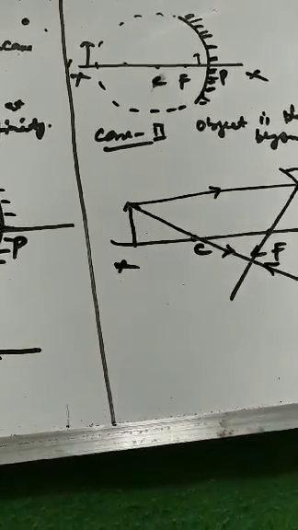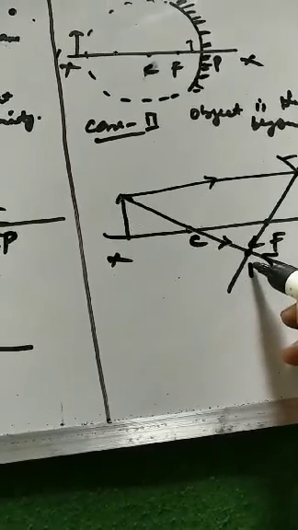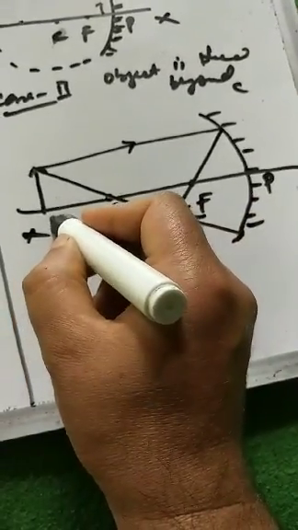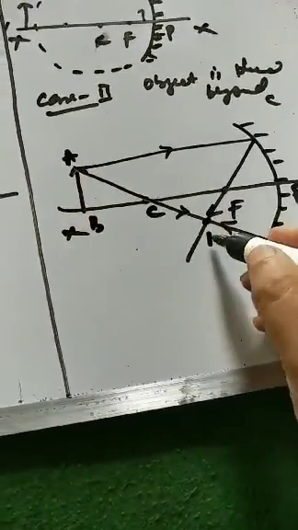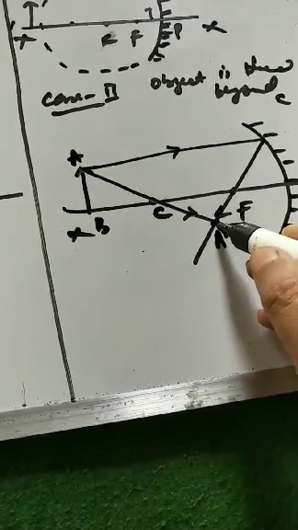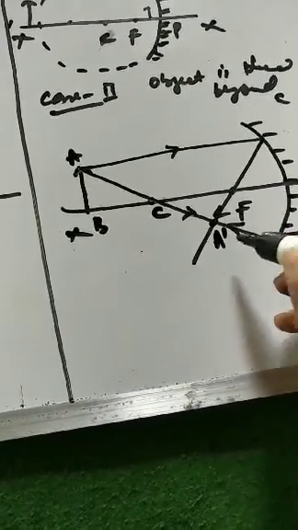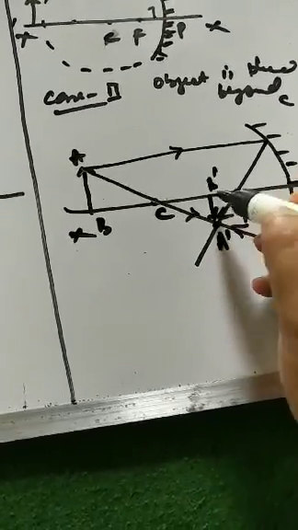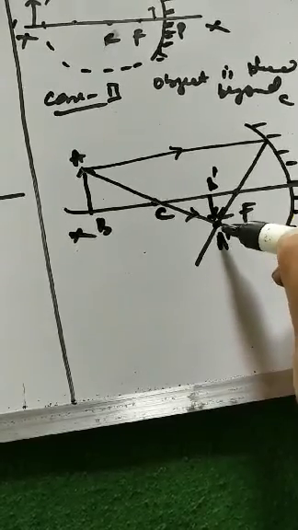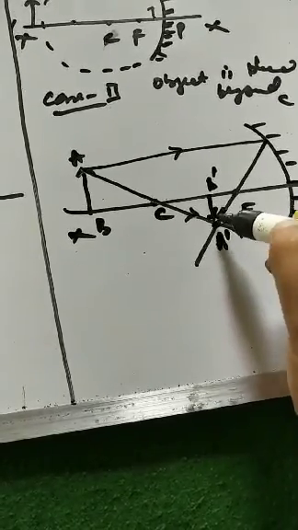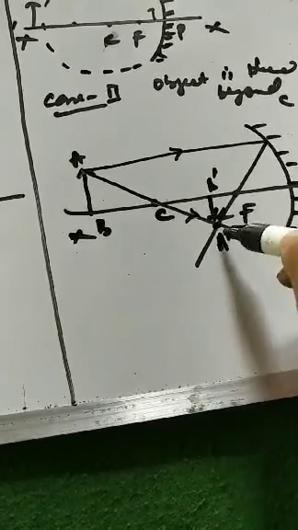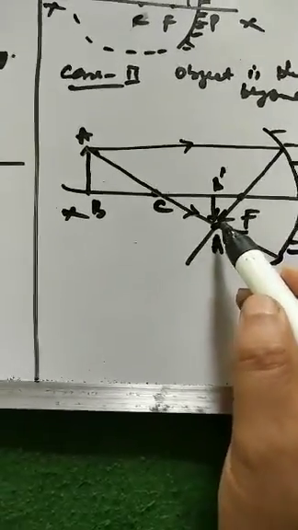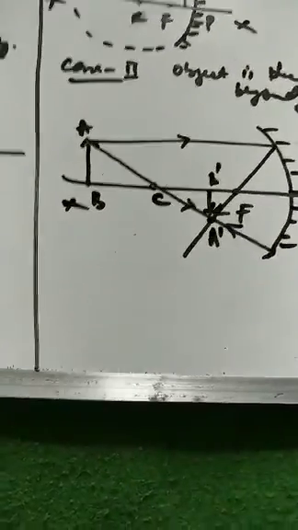It retraces its path on reflection, so these reflected rays meet at a point like this. At this point they really intersect. This is A dash, where the reflected rays actually intersect. We draw a perpendicular on the principal axis, A dash B dash. A dash B dash is the image. It is real and inverted. It is diminished in size. It is formed between C and F.